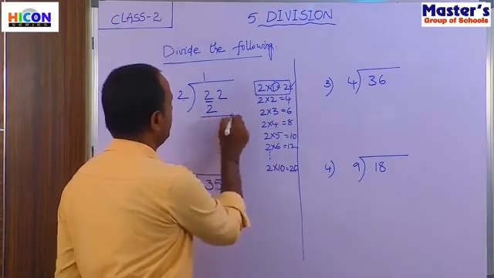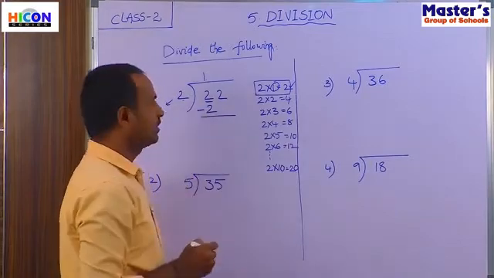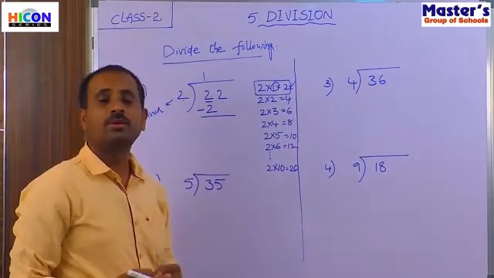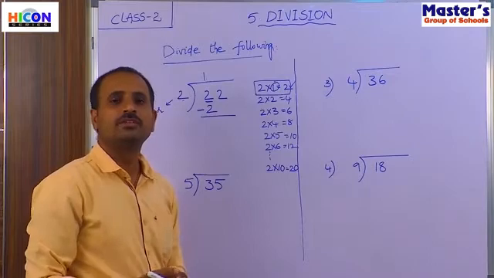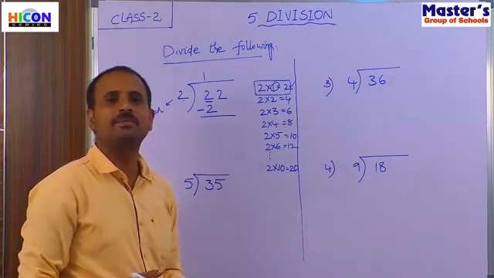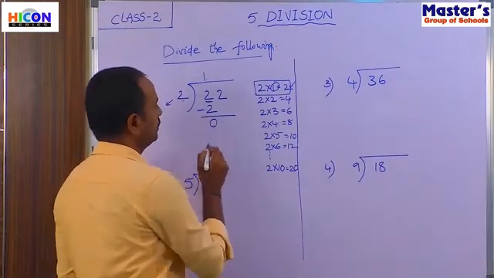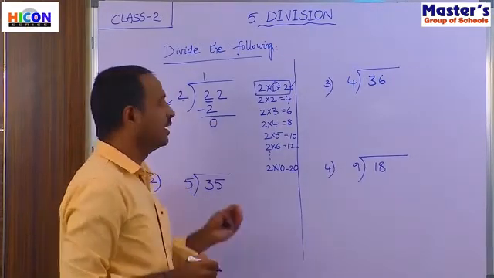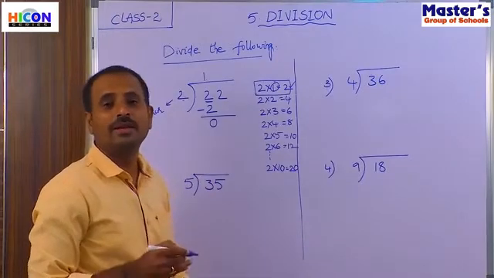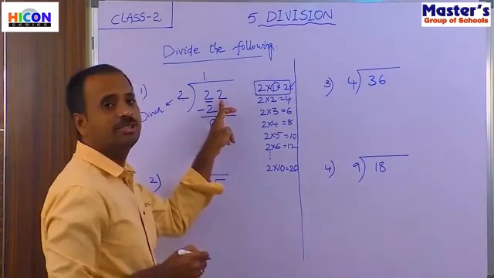Now subtract 2 minus 2. 2 minus 2, children, how much? If you subtract any number from the same number, the answer will be 0. 2 minus 2 is 0. Now there is another digit in the number. So what is the other digit? That is the second digit, 2.